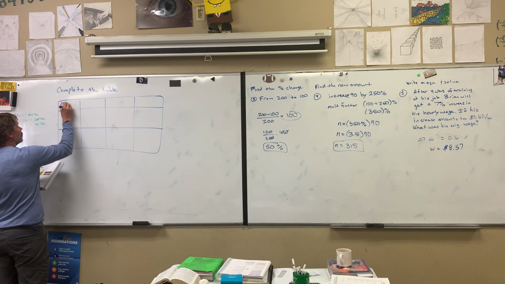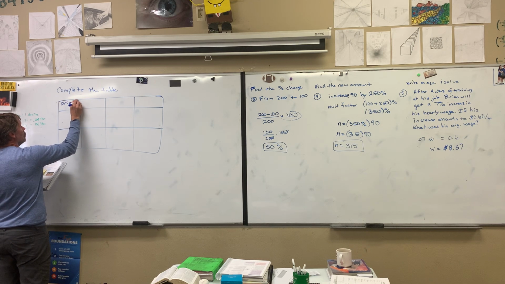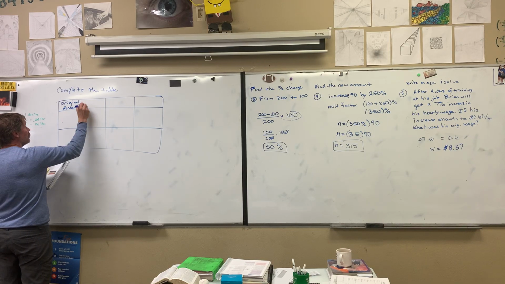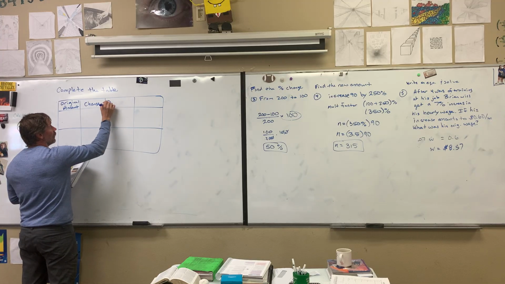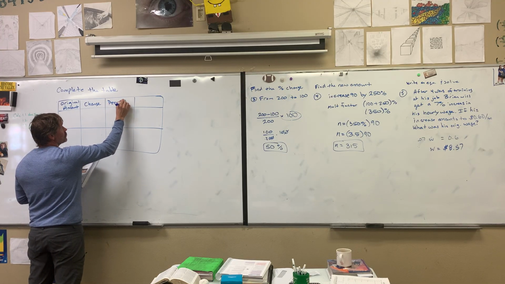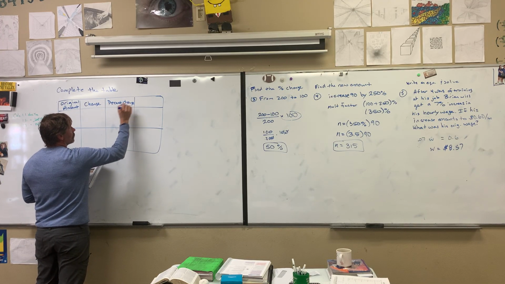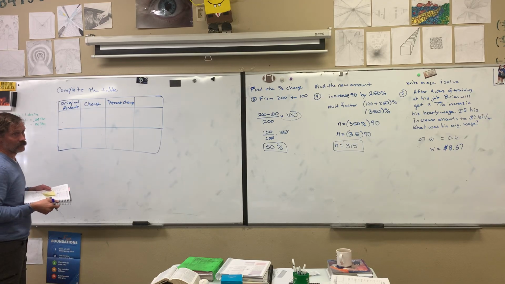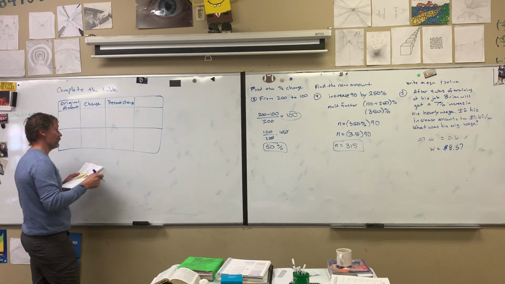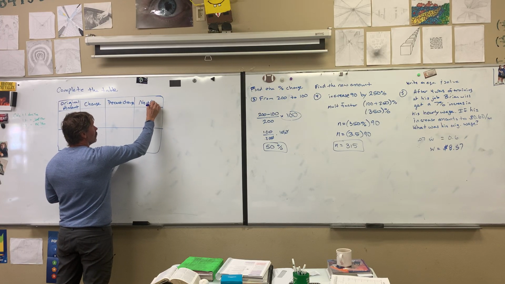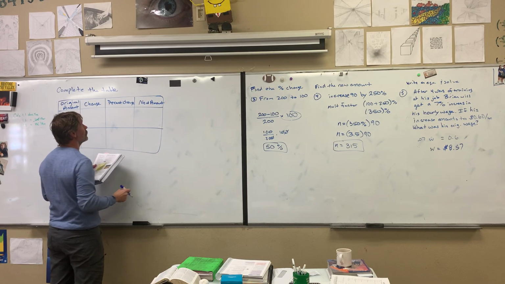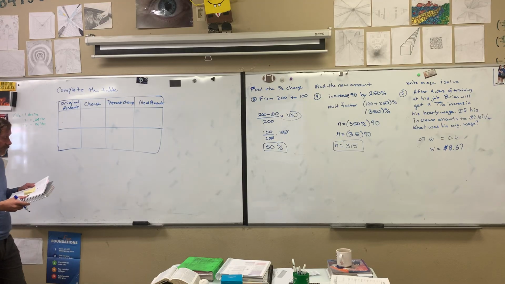The original amount is what's going to be in our first column. Then the change is in our second column. Then our percent change. Again, you can shorthand that. Just write the percent symbol. And then new amount. So those are our 4 things given to us.